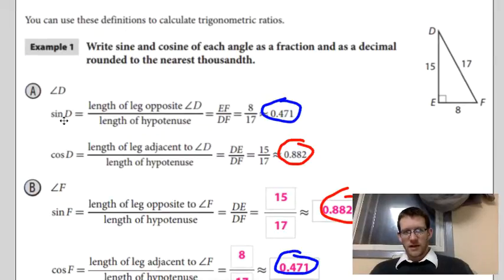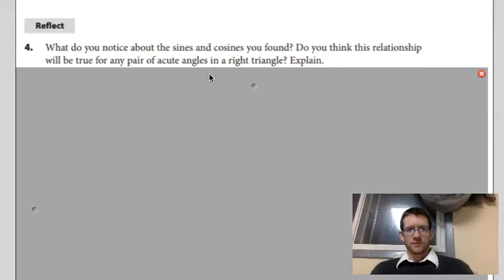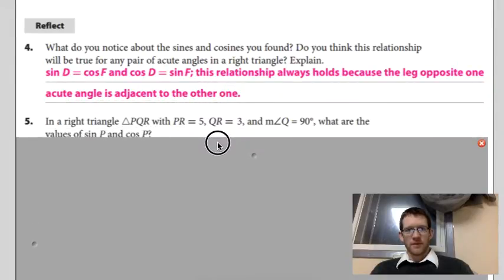It's weird until you realize that they're basically measuring the same thing, right? The sine of angle D is measuring the opposite over the hypotenuse, or 8 over 17. The cosine of angle F is now measuring the adjacent over the hypotenuse, but now the adjacent is this side. So it's again measuring EF, or this value of 8 over 17. So it's the same two numbers being plugged into both of those. So be aware of that. That property will come up.